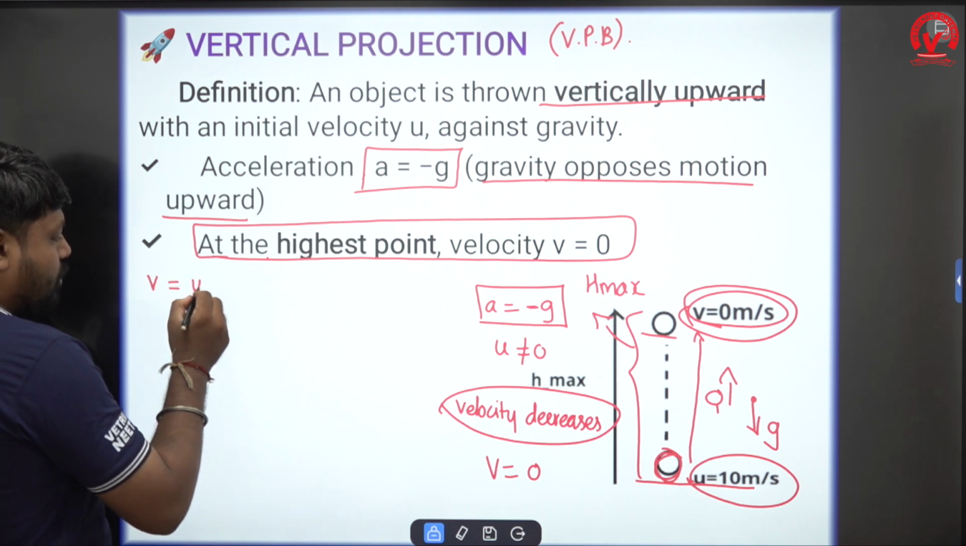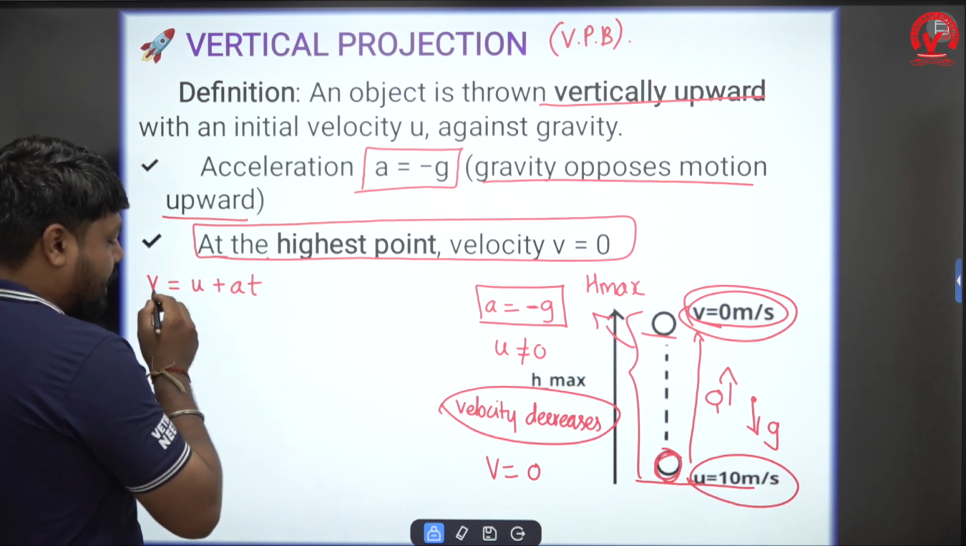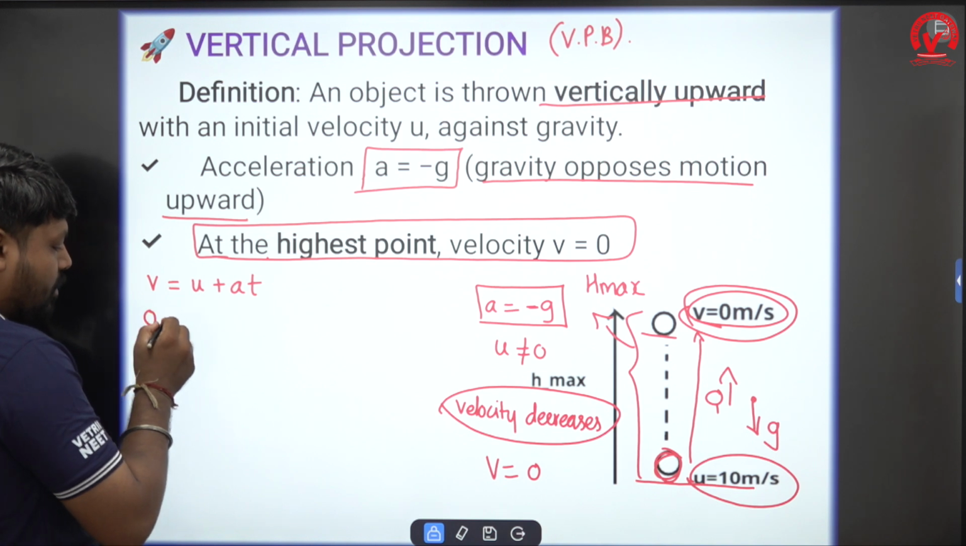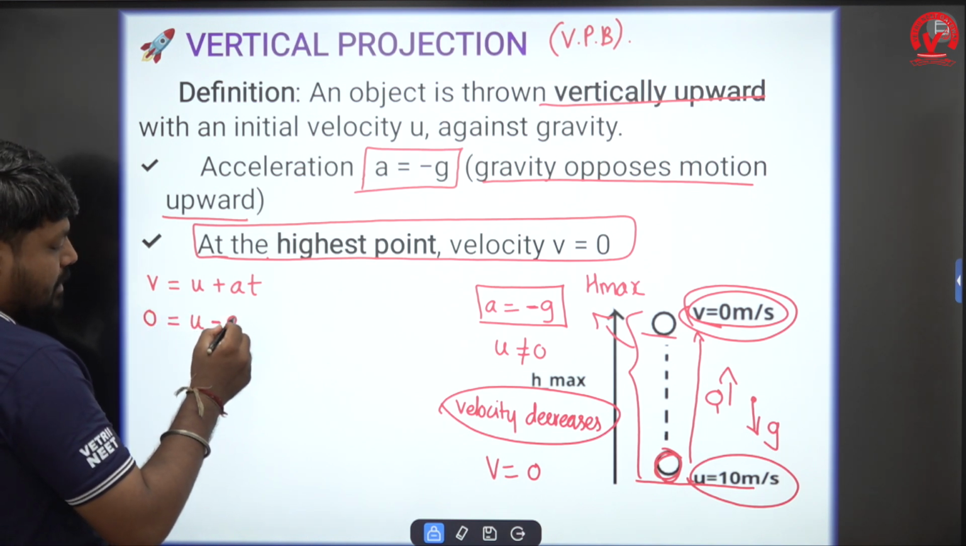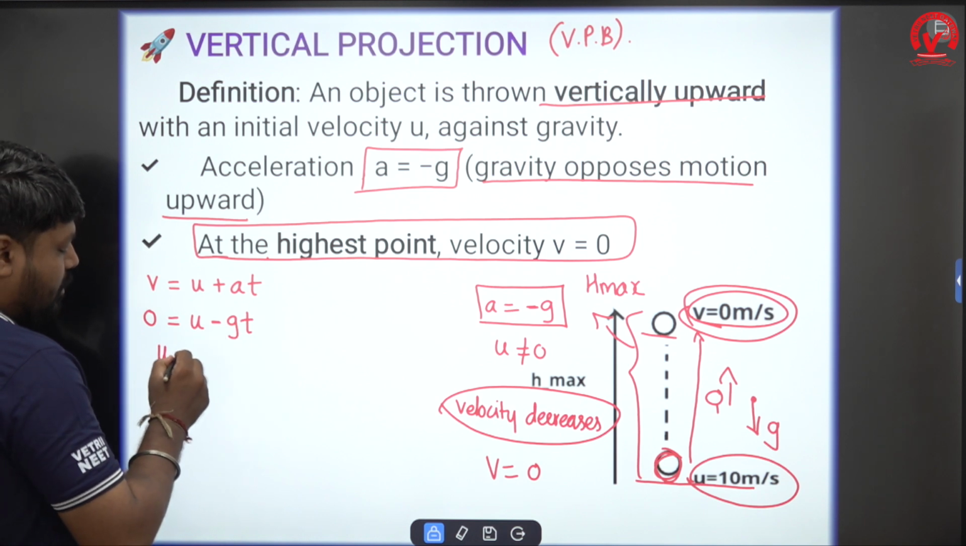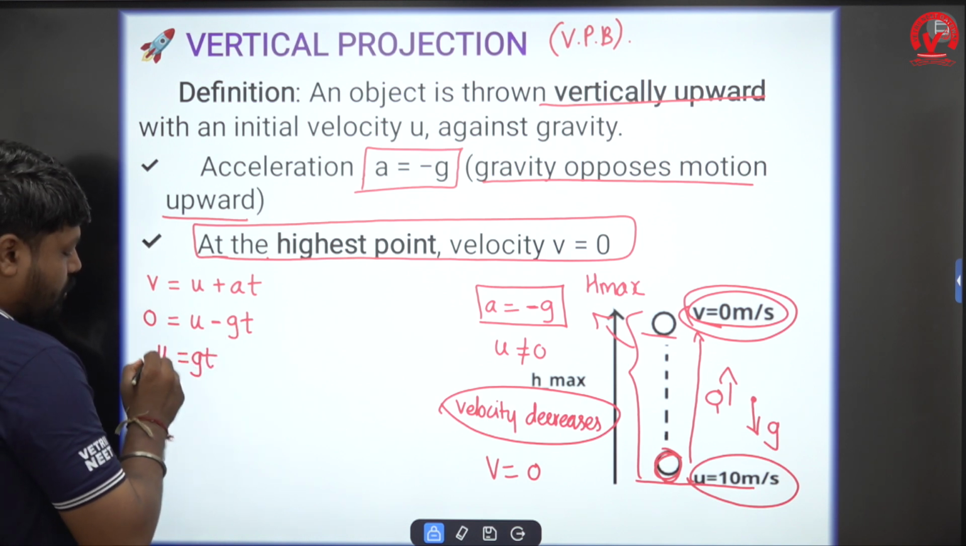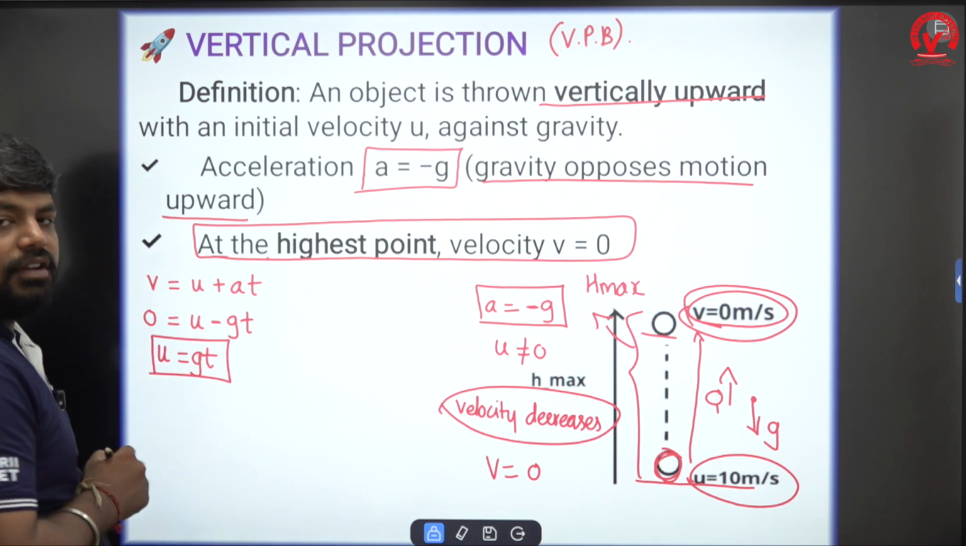Okay, so listen, what's the first equation? v is equal to u plus at. At the highest point, the final velocity is 0, right? So 0 is equal to u, and instead of a, what should you put? Minus g. So 0 is equal to u minus gt, so u is equal to gt.